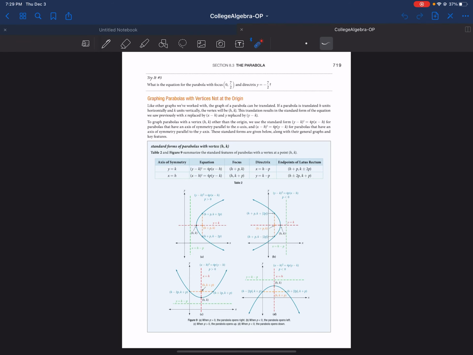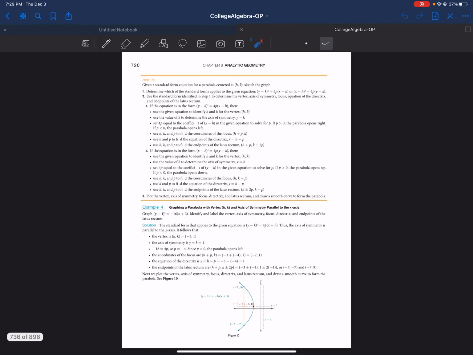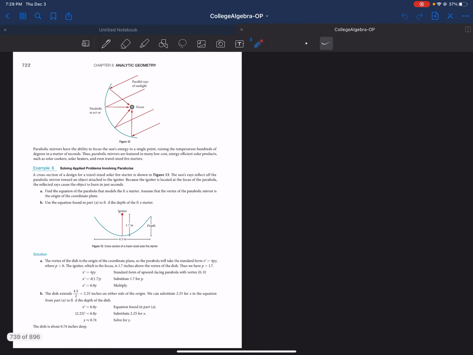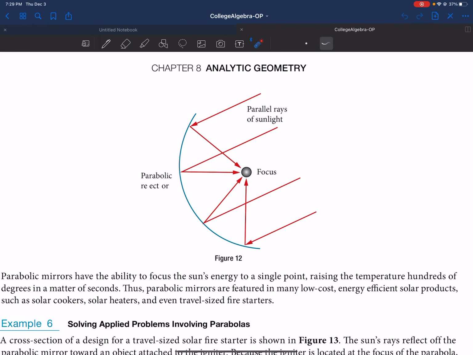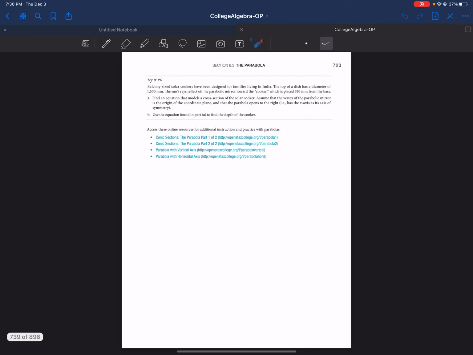So we will come back to this page after we do a couple problems. And then I'm just going to show you in here. I talked about this in one of the last videos. This does reflect all of the rays perfectly. If they come in at a right angle, it will shoot them. And this is how a satellite dish actually works. So that's kind of neat.